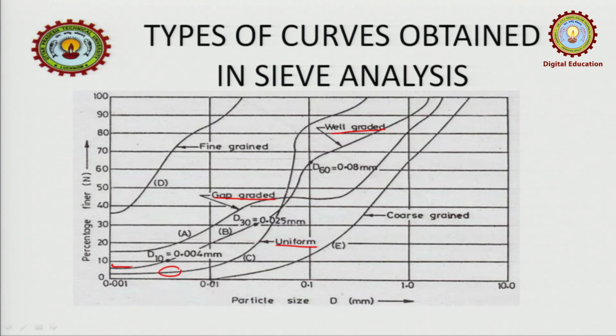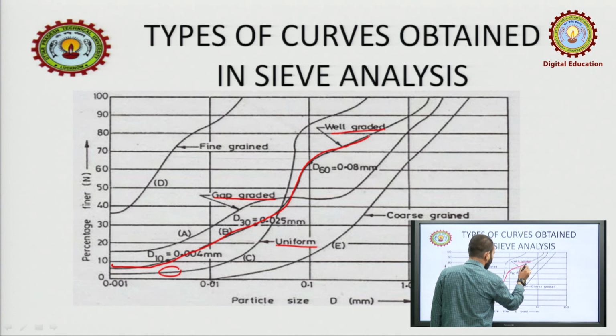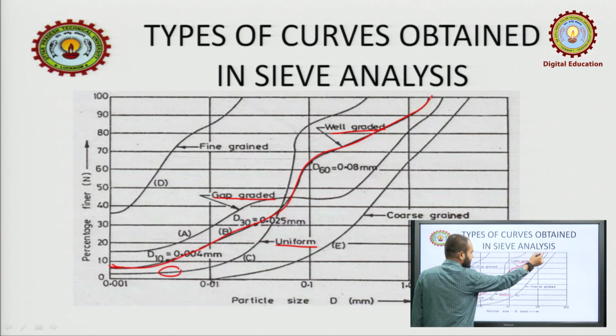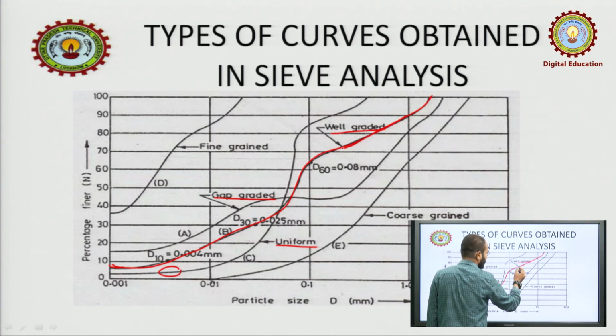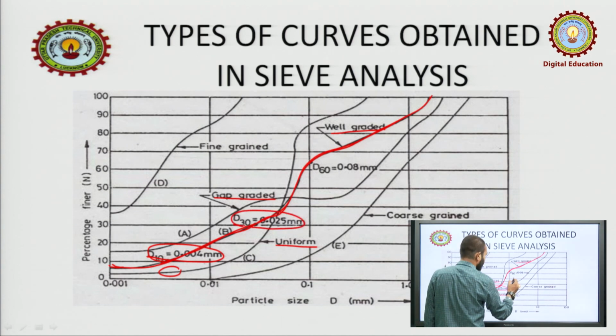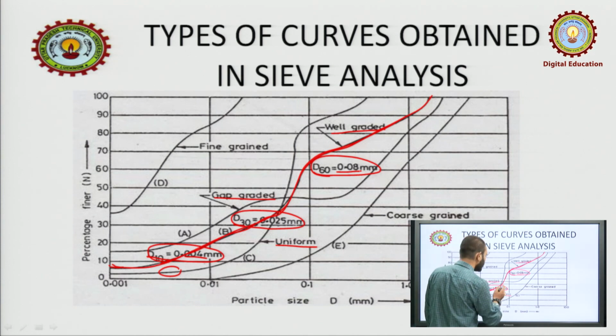You can see this curve here. See where it has started and where it has ended. So it carries within it a lot of different types of grains of different sizes. You can see its D10 is something like this, D30 is something like this, D60 is something like this. You can see this is 0.004 and this is 0.08, so you can see the variety of particles in this soil. So this is called well graded.